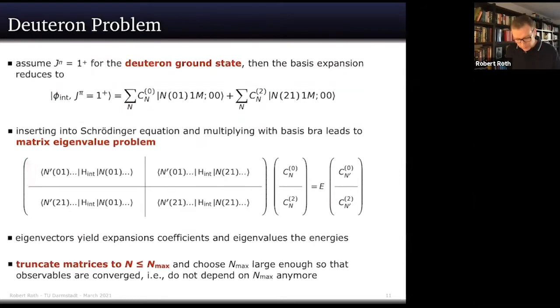That will not work. So you have to truncate. You have to stop somewhere with your basis. You cannot extend these sums to infinity. So what you typically do is introduce a maximum value for this n quantum number, and you stop there. Now, this is an approximation.